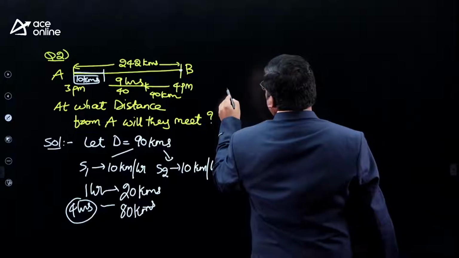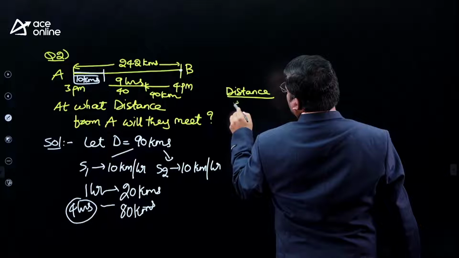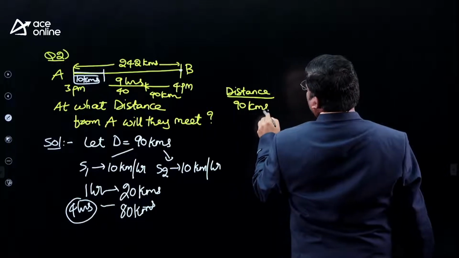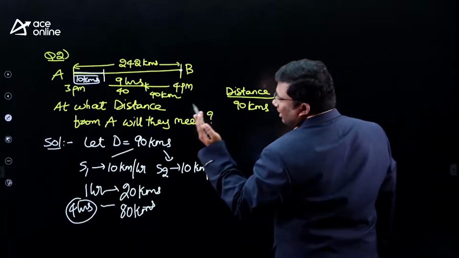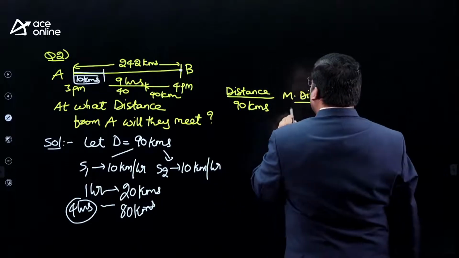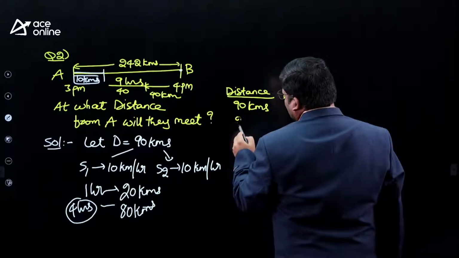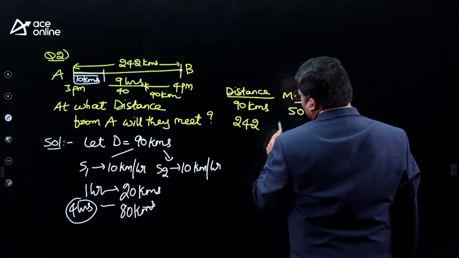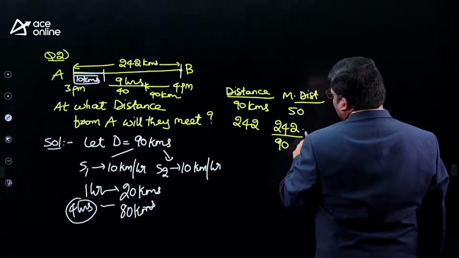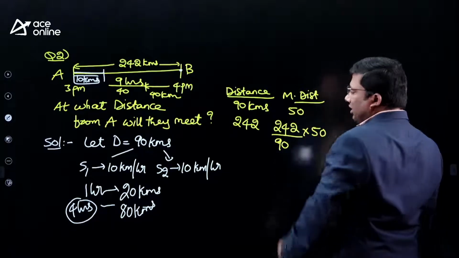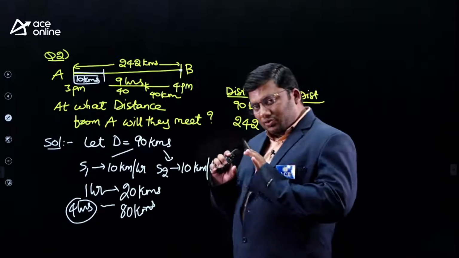That means if the distance is 90 kilometers, meeting distance from A will be first 10, then 40. Meeting distance will be 50. But according to the question, it is not 90, it is 242. So this will be 242 by 90 into 50. Is the idea clear? Process is very easy.